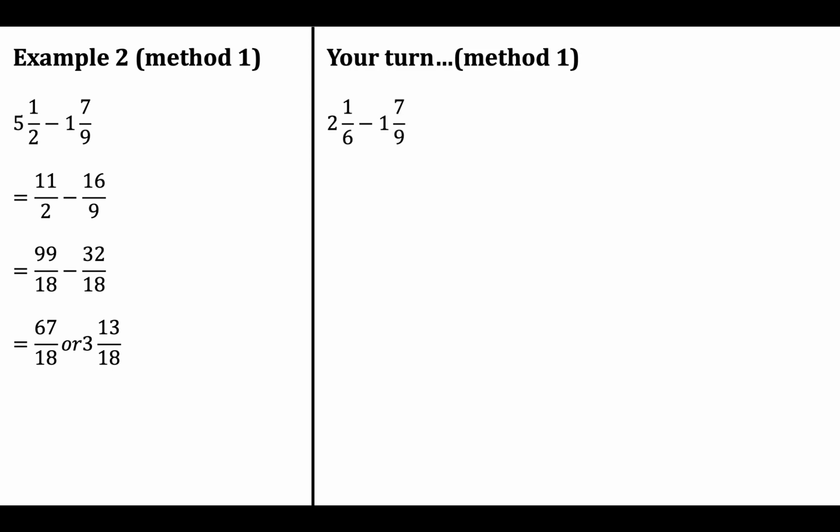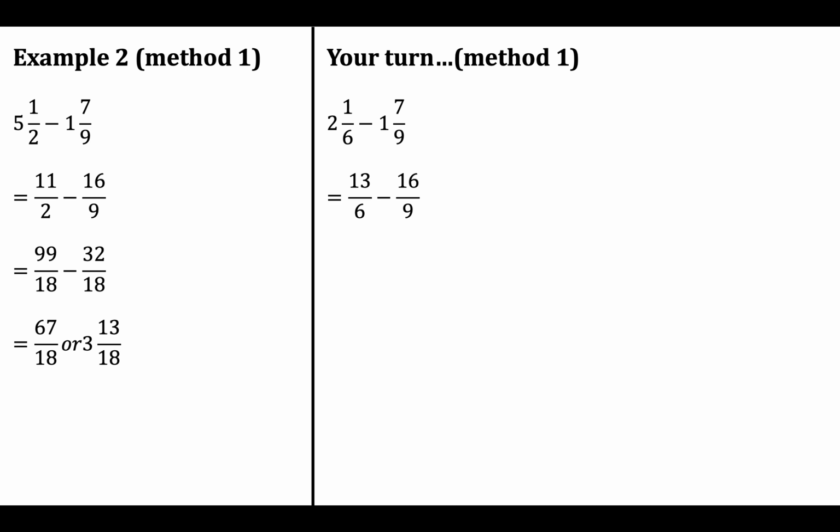Here's one for you to try, 2 and 1/6 minus 1 and 7/9. And again at this point it would be a good idea to stop the video while you go and try this question. Okay, so 2 and 1/6 then, as an improper fraction, is 13/6, and we know from before that 1 and 7/9 is 16/9.